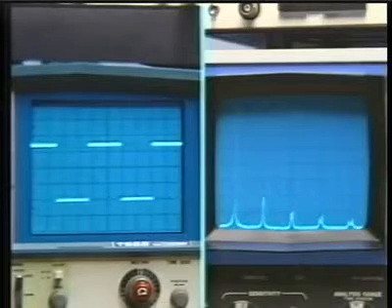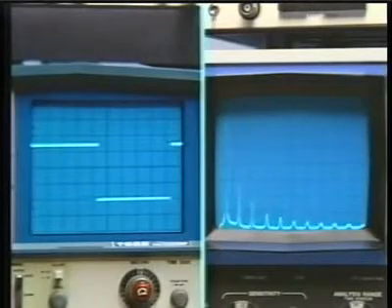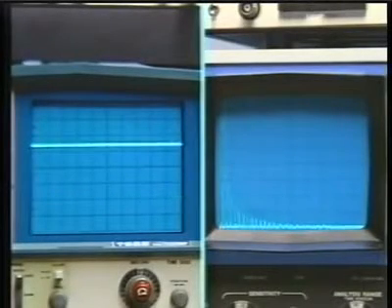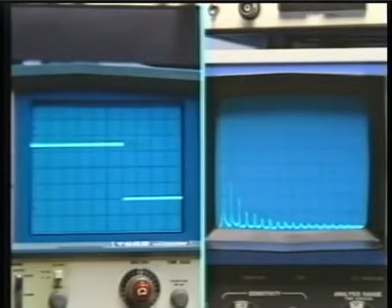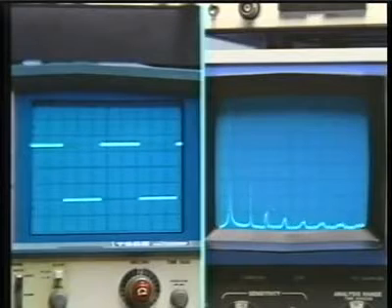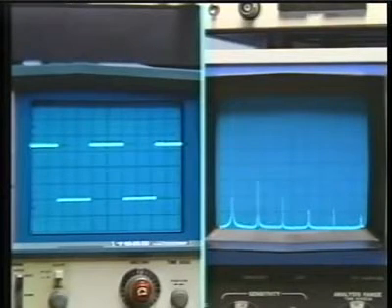And as we take this to an extreme, by going to very low repetition rate square waves, all those harmonics come scurrying in and cluster together near DC. Kind of fun with Fourier transforms.